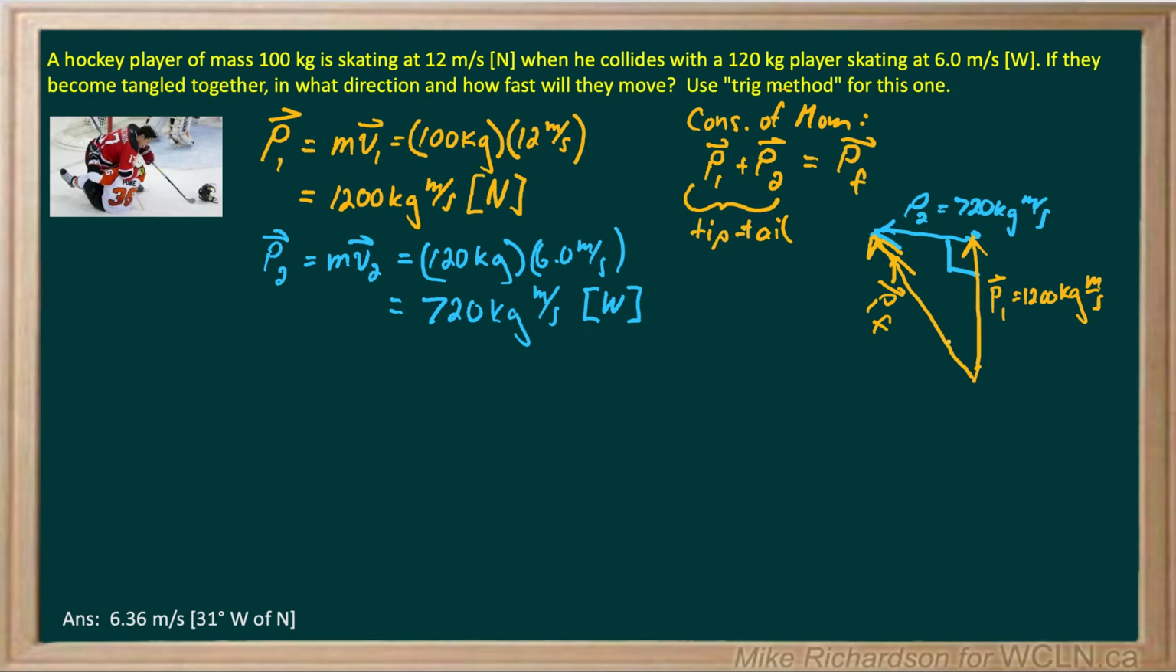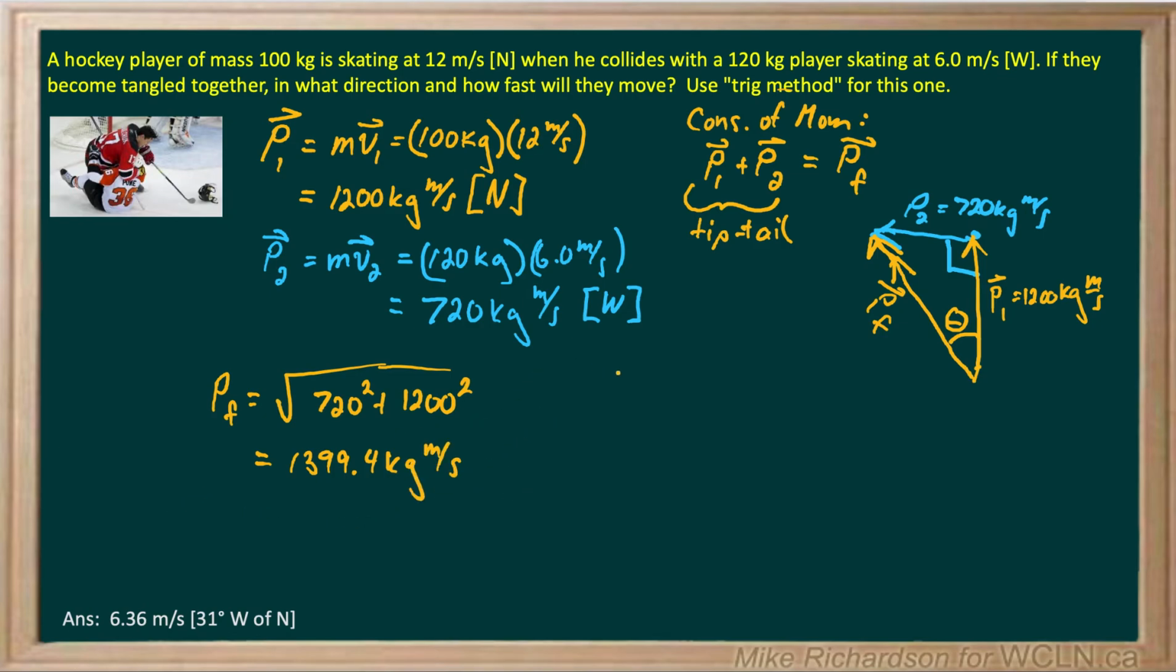Now we need magnitude and direction. So we've got to figure out the angle as well. So you can see we've got a right triangle. So all we've got to use is Pythagoras. So the value of P final will just be the square root of 720 squared plus 1200 squared, which ends up being 1399.4. I'm not going to round too much too early.